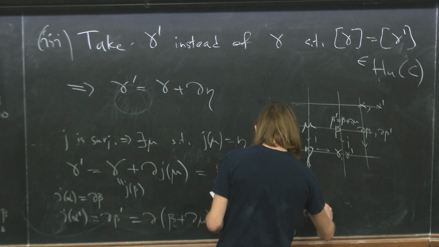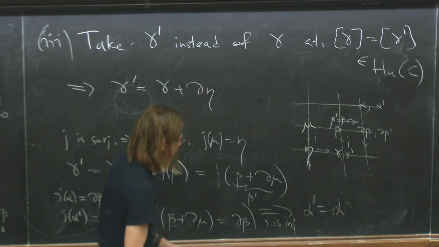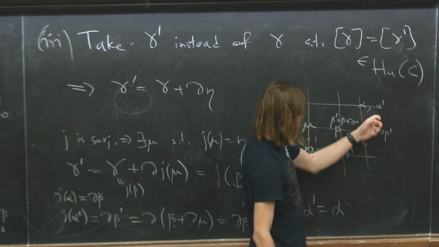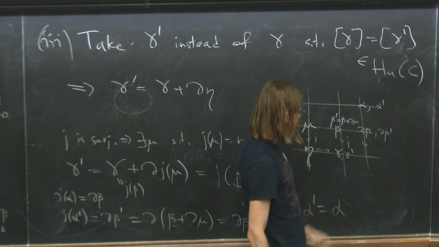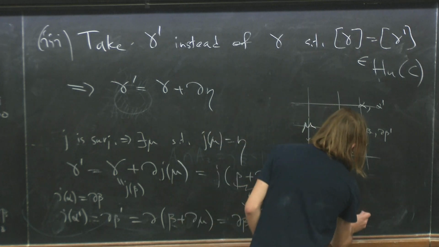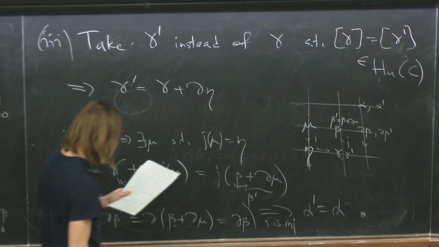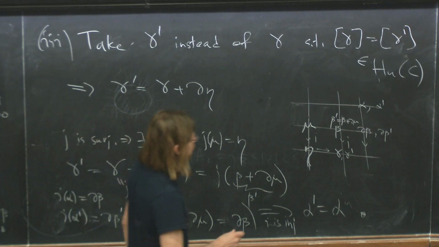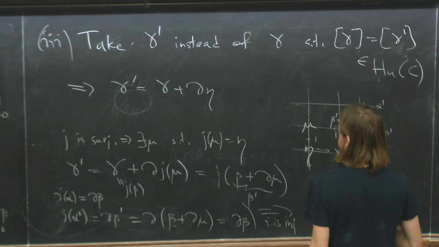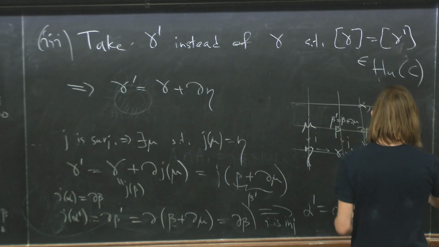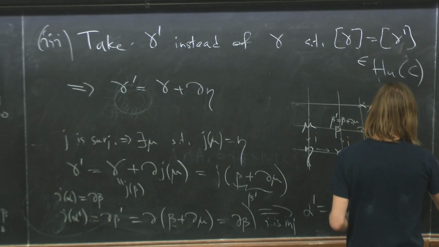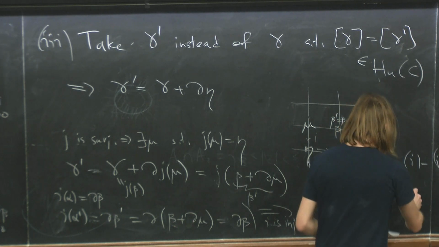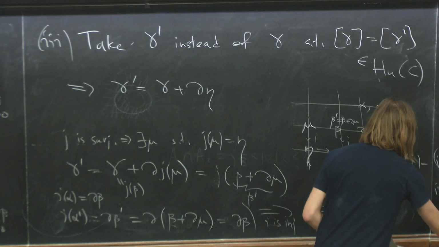Means that alpha prime is the same as alpha. So in this case, we changed gamma to gamma prime, but at the end this alpha prime is actually just the same. The result is not modified. So we can collect these all three checks together to conclude that indeed this delta is well defined.